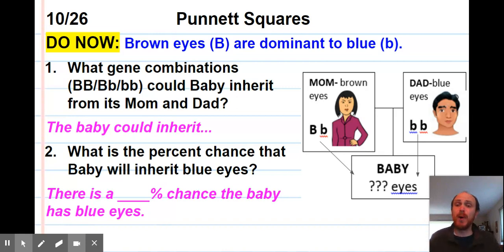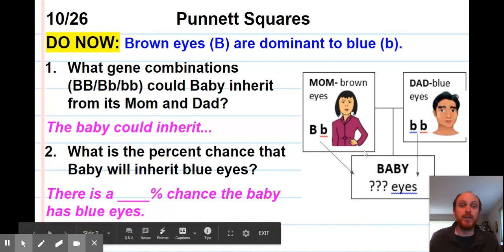So in this situation, brown eyes, we could use the big B allele. Are dominant to blue, we'll use the little b. Remember, big B, capital letters are dominant, lowercase letters are recessive. So what gene combinations, and by that I mean big B, little b, or little b, could the baby here in this model inherit from his mom and his dad?